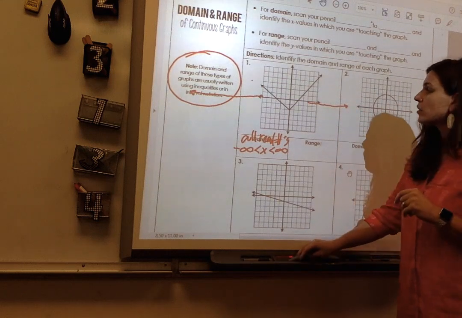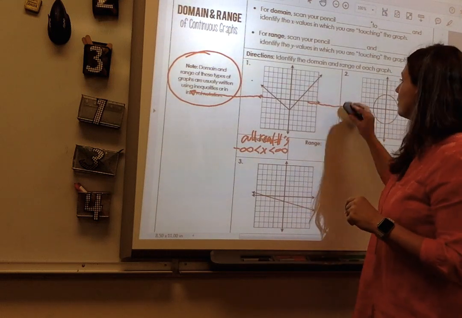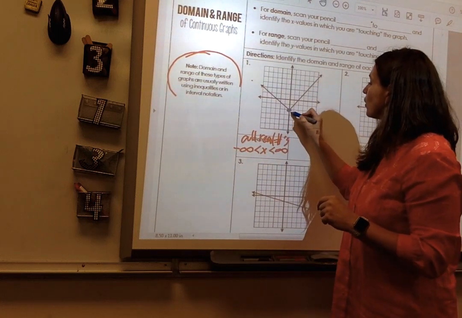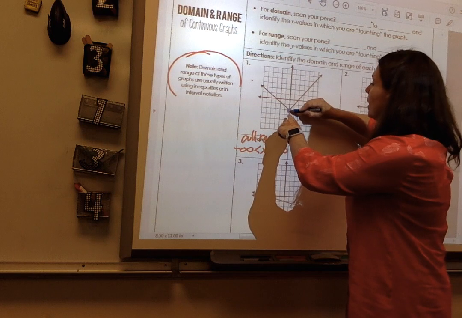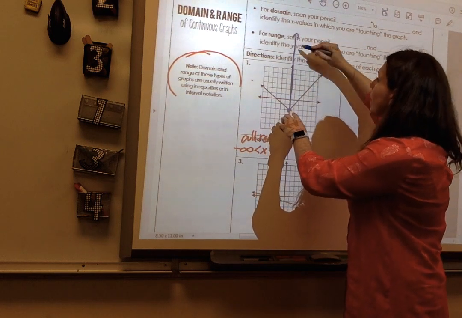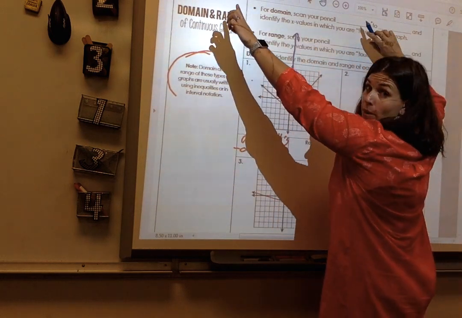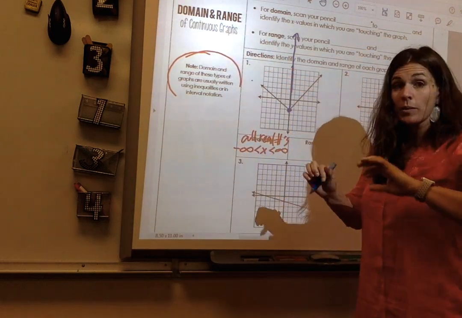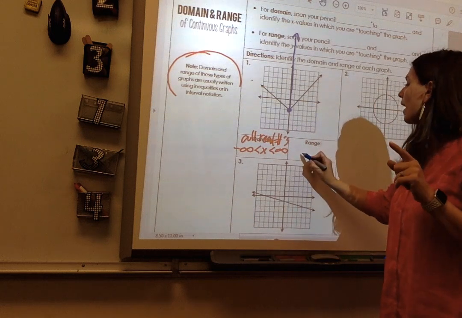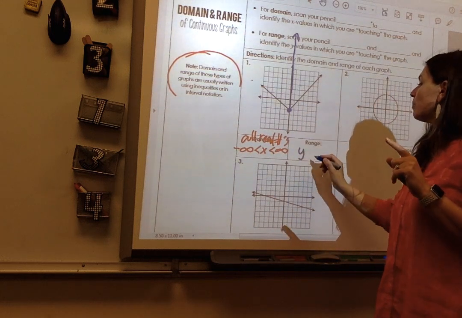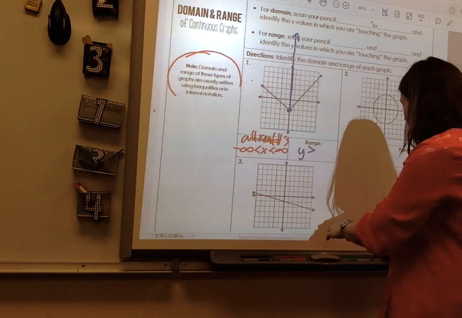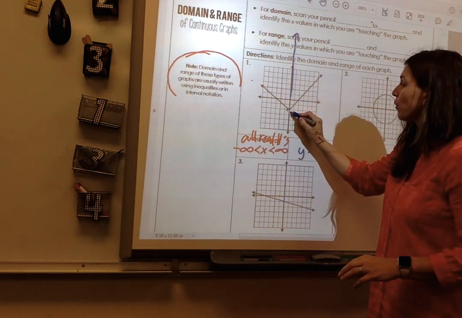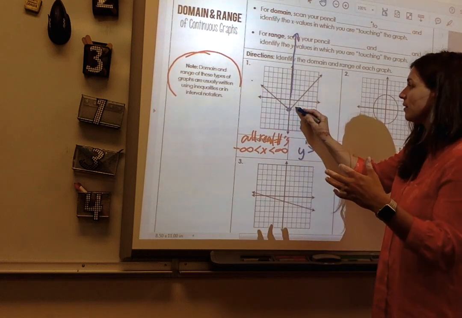Now, let's look at my range. Okay, so let's do range in a different color. My range starts here at this point, and then if I continue up is my range. So if these lines go up, how far up is it going to go? Well, it's going to go forever. So here, my range, remember range is y, so the variable is y. Y is going to be greater than or equal to, because it's a solid point here. It's a solid point. If it were an open circle, it would just be greater, but it's solid.